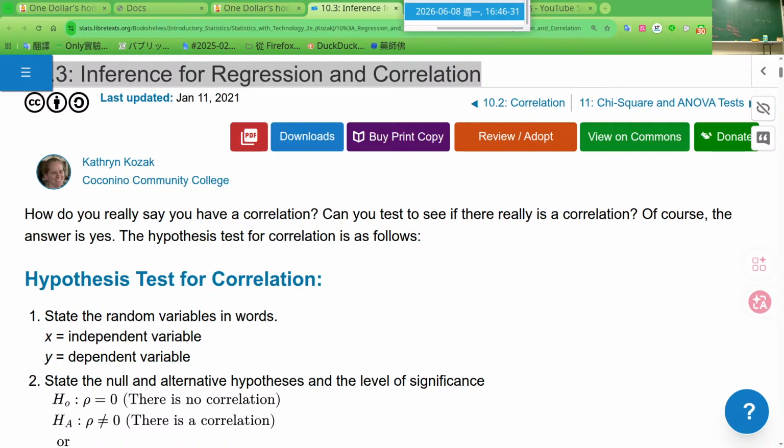We can go through chapter 10.3, inference of regression and correlation. How do you really say you have a correlation? Can you test to see if there really is a correlation? Of course, the answer is yes. The hypothesis test of correlation is as follows.